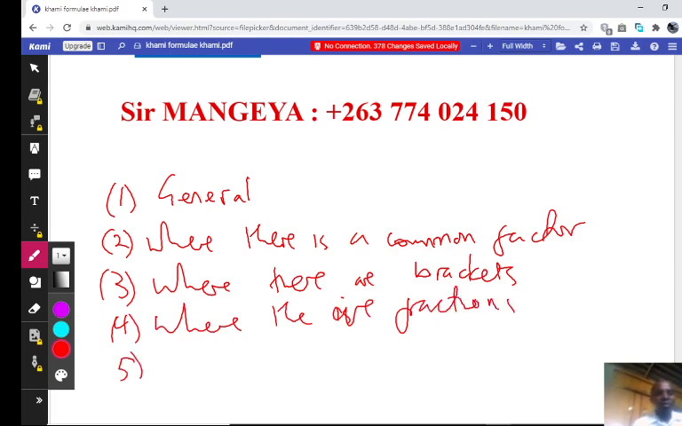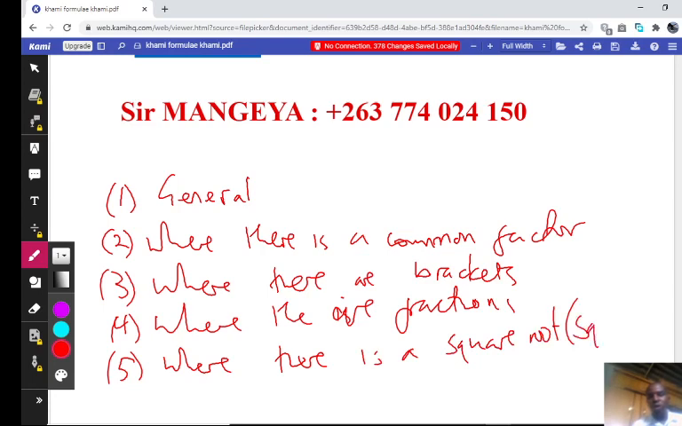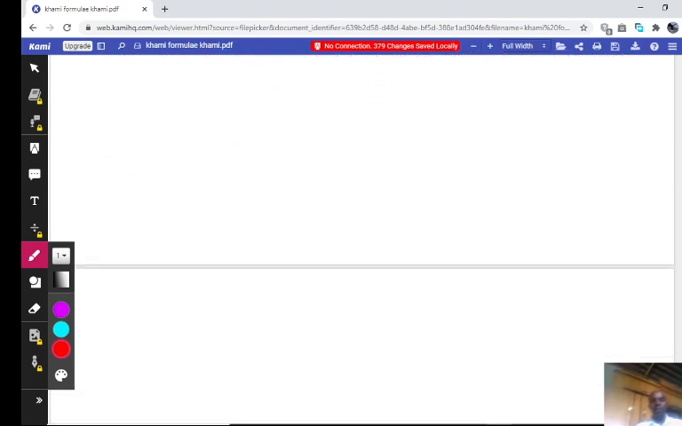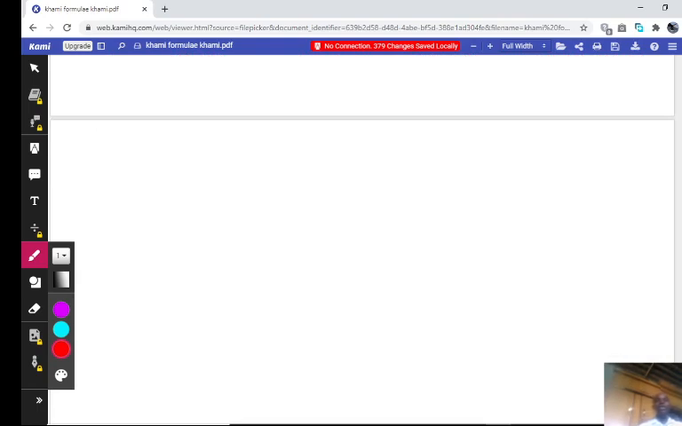Then number 5, so there are 5 actually, where there is a square root or a square. Or just a square. Square root, cube root, fourth root, all those things, they're just there on part 5. Right, so let's get started. The first part, the general formulae. What will it be like?